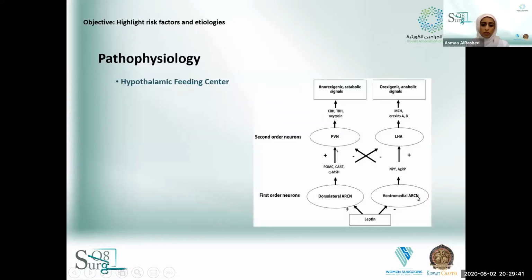Now, this is just a simplified schematic diagram of how leptin works, for example, in your brain, in the hypothalamus. There are first order neurons that communicate with second order neurons, and that results in a behavioral output. What we're trying to say is that these changes that happen at the physiological level actually influence your behavior toward eating and so forth.